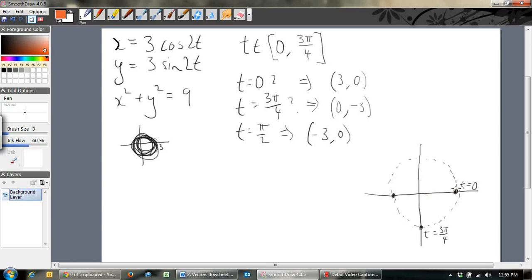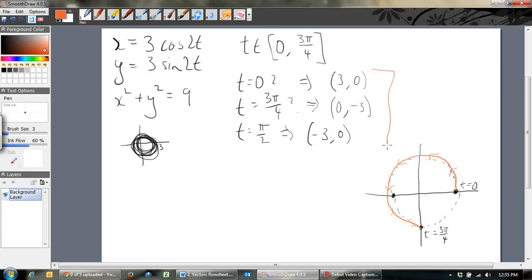So in actual fact, between there and there, it goes around in this direction. It moves in this direction, around this way, and then stops here. And so that is actually the answer. If you're asked to plot the path of x is equal to 3 cos 2t, y is equal to 3 sin 2t for these values of t, then it will look like this.